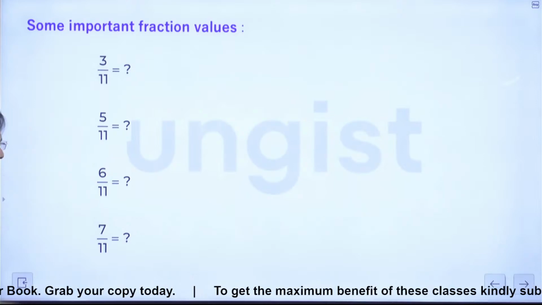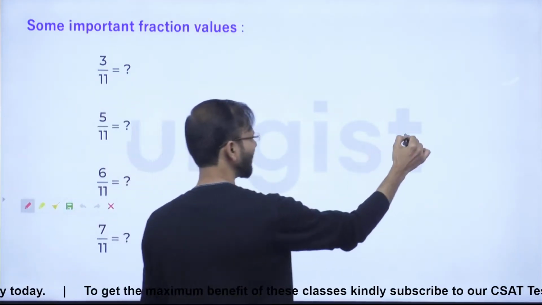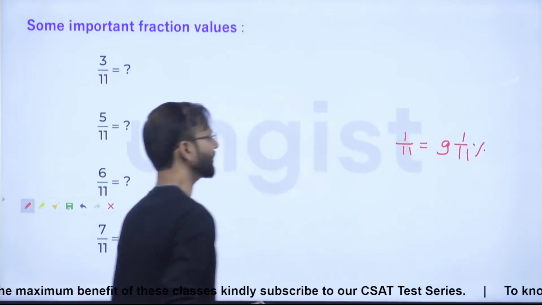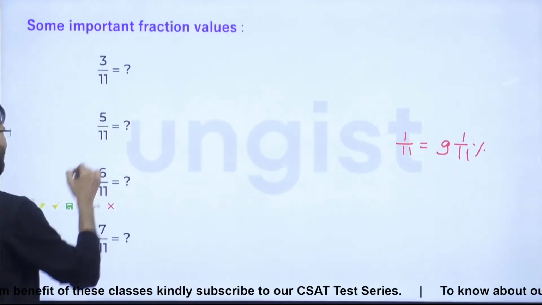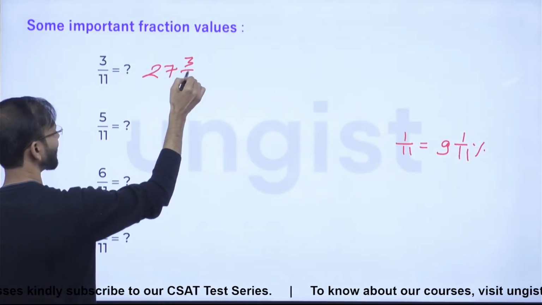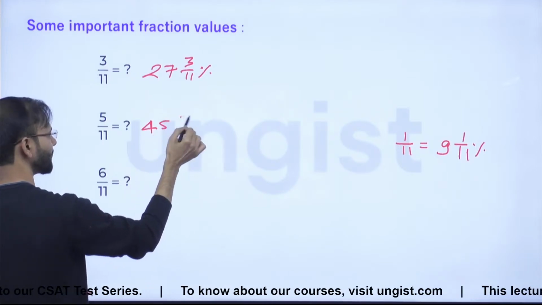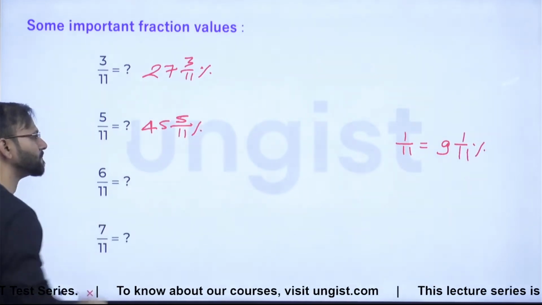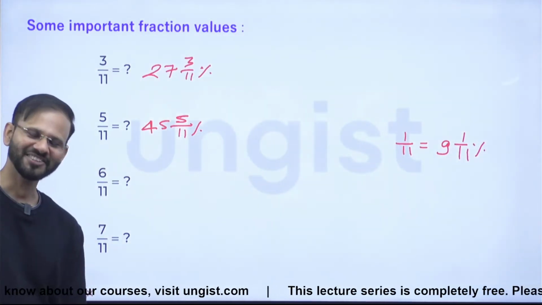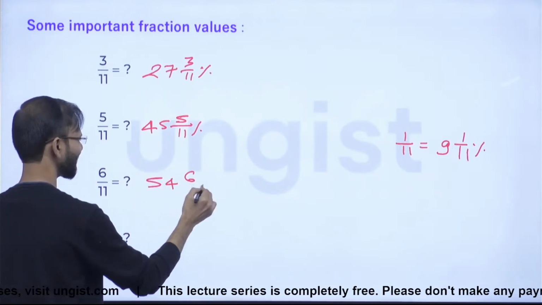3 by 11. Guys, what is 1 by 11? Everyone? What is 1 by 11? Yes. 9 1 by 11%. Right? Okay. So 3 by 11 will be what? Just tell me. 27. 3 by 11%. Okay. 5 by 11 will be what? 45. Everyone, yes or no? Okay. 6 by 11. Tell me. Yes? 54. 6 by 11. All right. Okay.